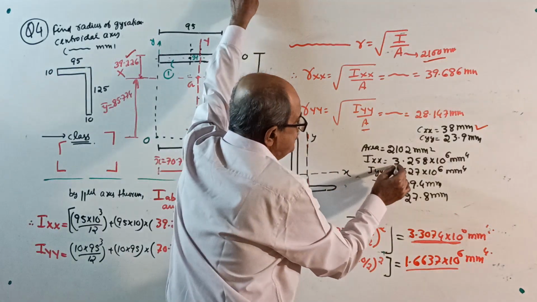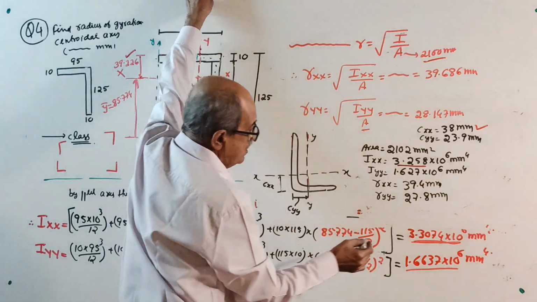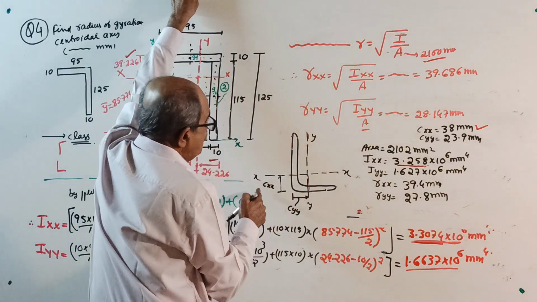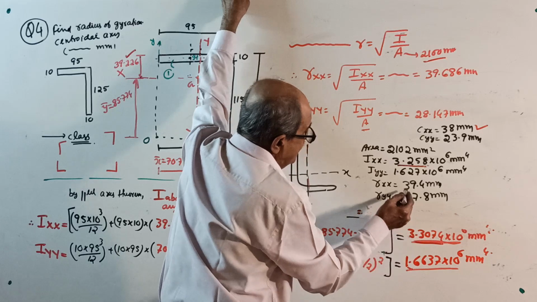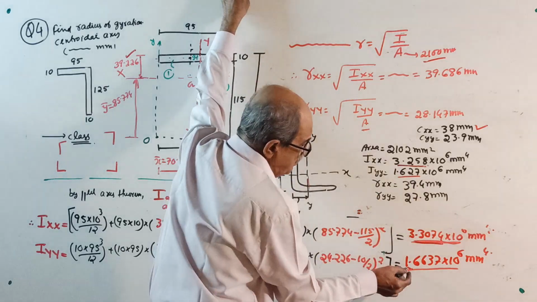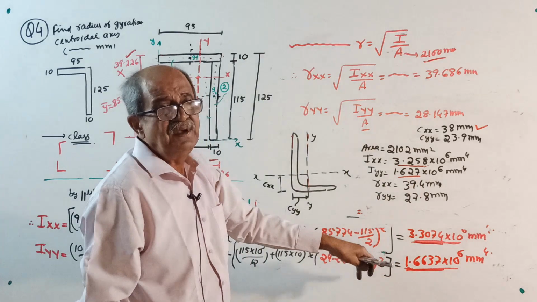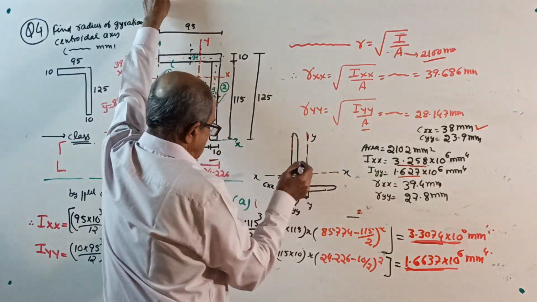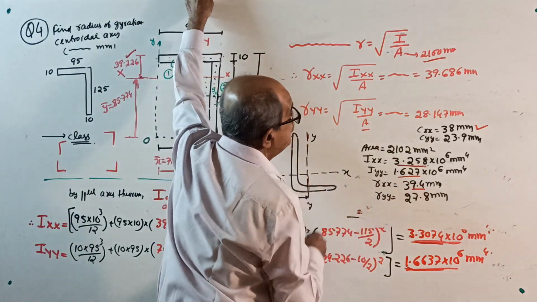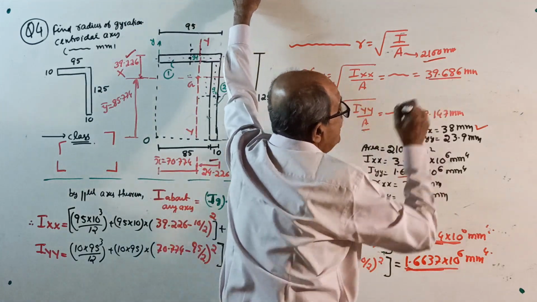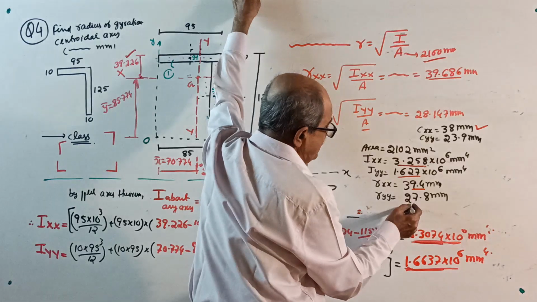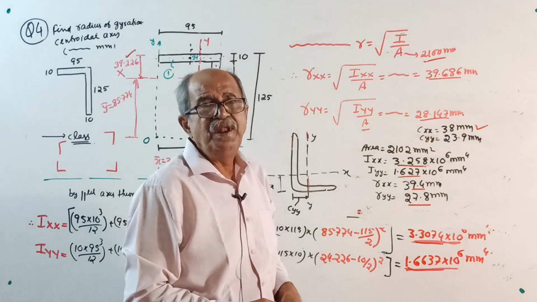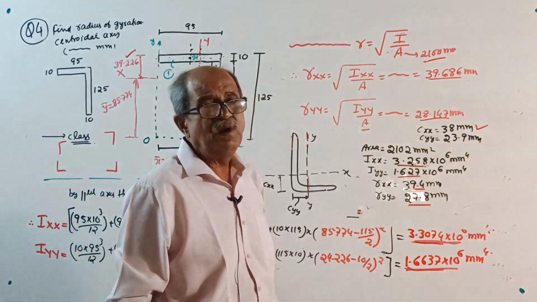IXX they told 3.258. We got 3.3. IYY they told 1.627. We got 1.663, because here we took a pure rectangle. R about XX they told 39.4. Our answer, 39.676. RYY they told 27.8, ours 28.1. 27.8 is very nearly equal to 28.147.